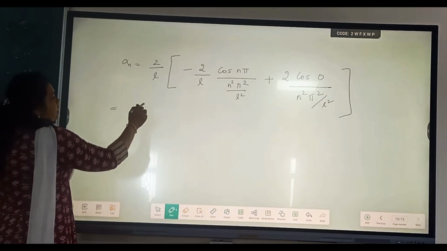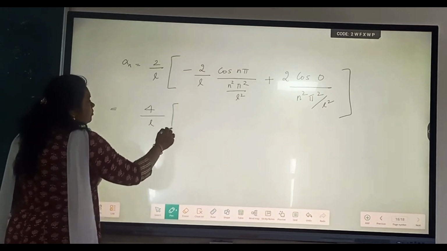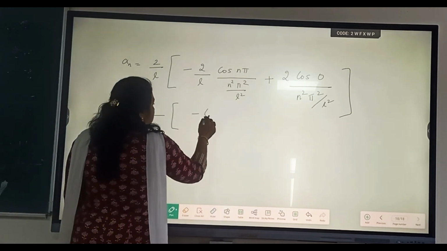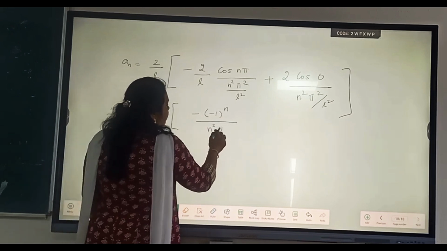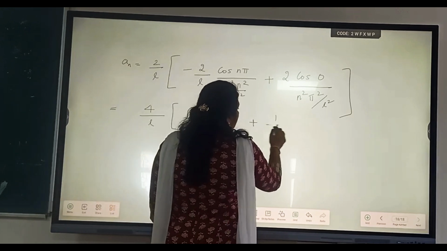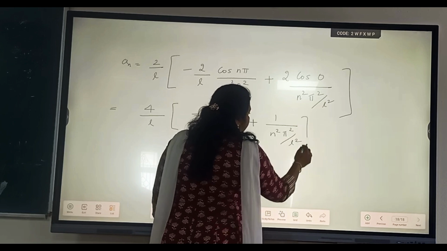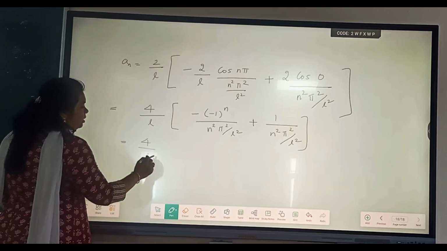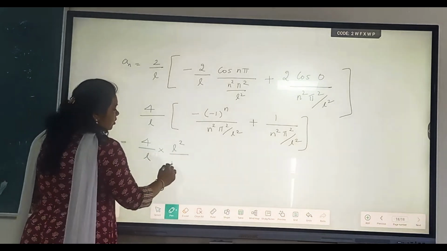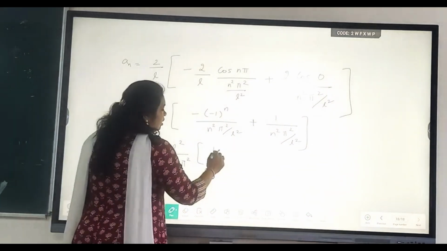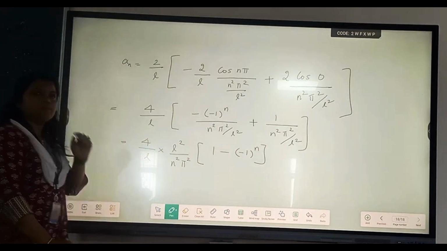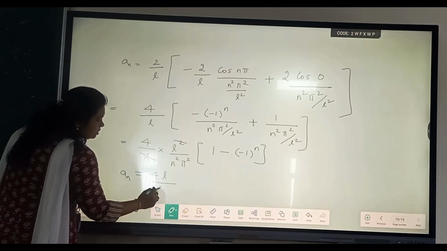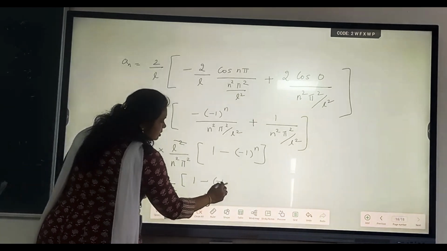Okay. So take 2 outside. So 4 by L. N square pi square by L square is a common term. You can take it outside. Or else you can substitute the term minus 1 to the power n by n square pi square by L square plus 1 by n square pi square by L square. So take the term as common. So you get 4 by L into, this term will come outside as L square by n square pi square. We will write in order 1 minus 1 to the power n. So one L will get cancelled. So you get a_n is 4L by n square pi square, 1 minus 1 to the power n.